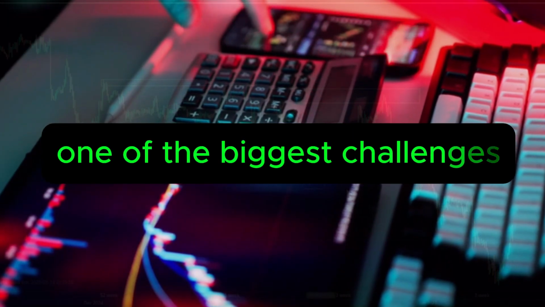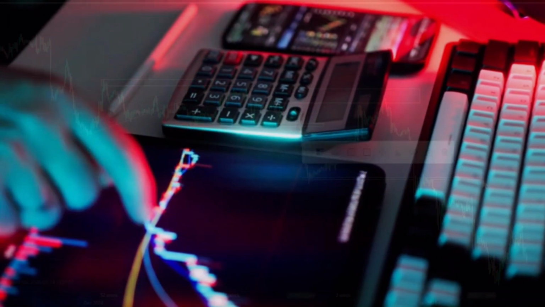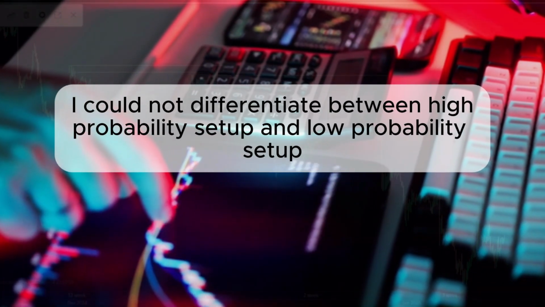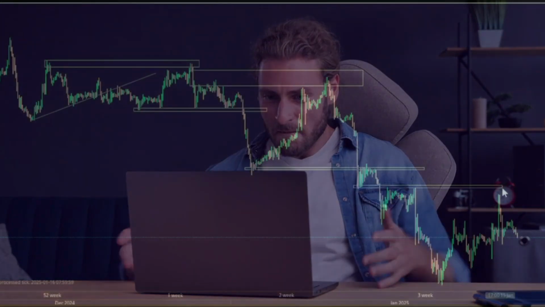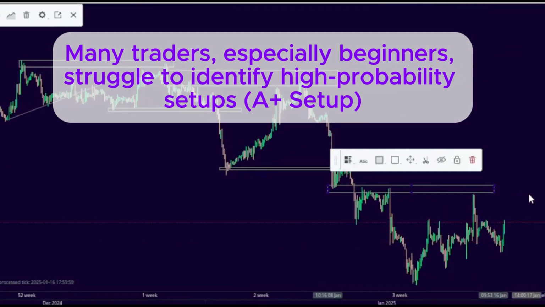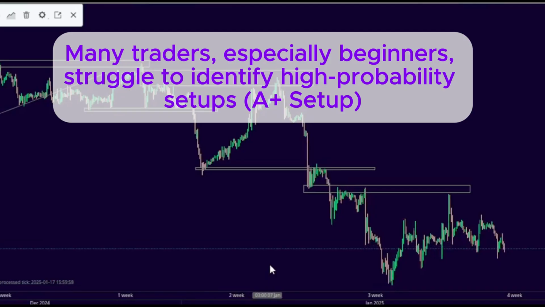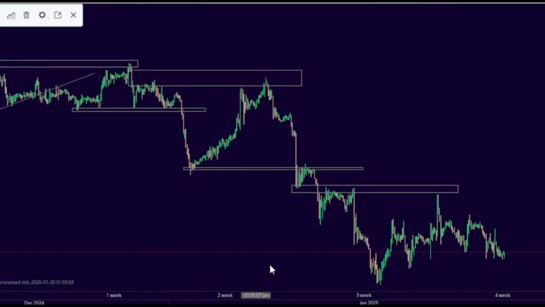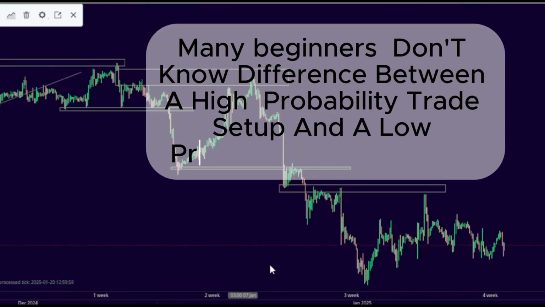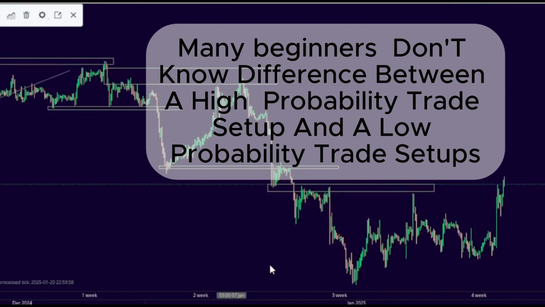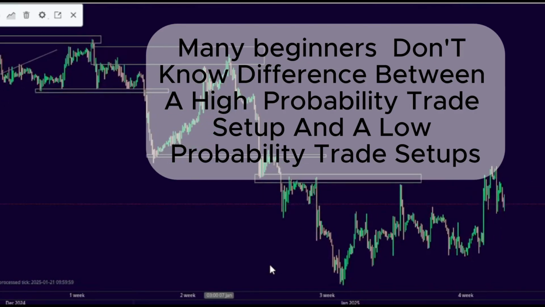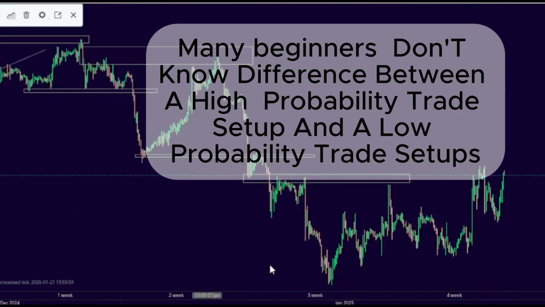One of the biggest challenges I faced when I started trading is that I could not differentiate between high probability setup and low probability setup. Now the truth is, many traders today still face the same challenges, especially beginners. They hear people talking about take only high probability trade setup, the A+ setup, but they don't even know how to differentiate between a high probability trade setup and a low probability trade setup.